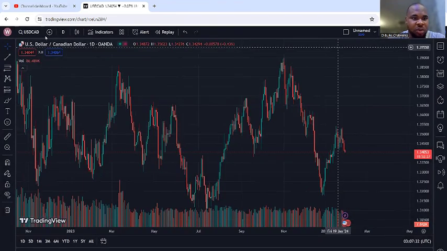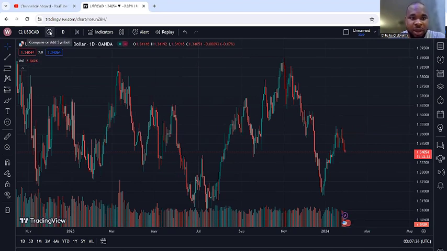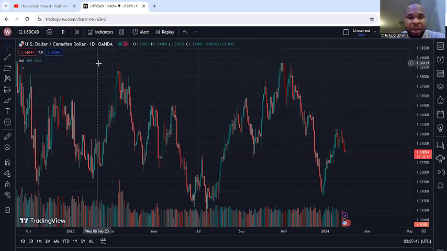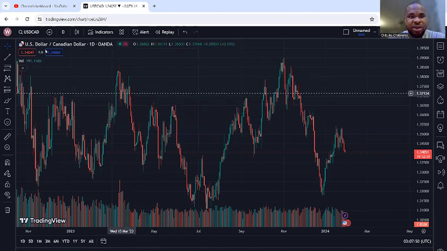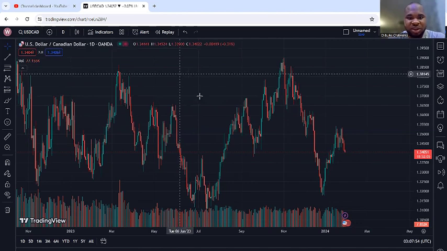Now the second one is what? Compare or add symbol. I don't usually use this compare, but some people use it. If you have any pair you want to compare, that means you want to bring up another pair, another chart, on the screen, even when you still have this. Let's say you want to add USDCAD, you want to add JPY on this chart, you'll be seeing it. So if you want to compare the pairs, that's where you add them, but I don't usually use this.